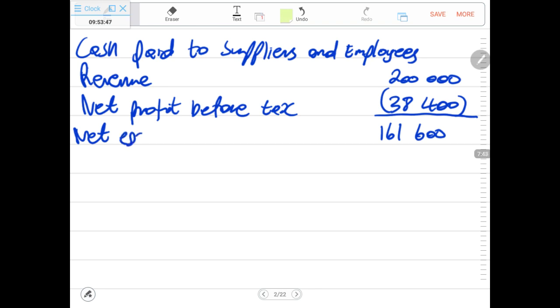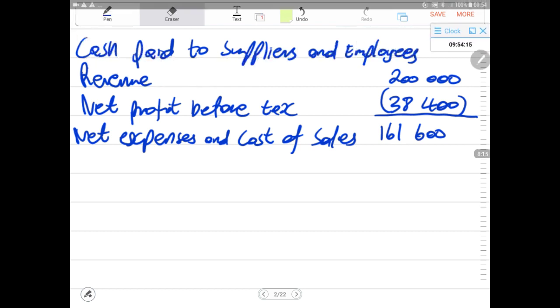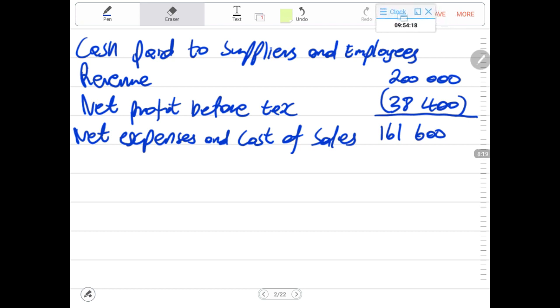This will be our net expenses and cost of sales. And I want to explain this in detail now. What I want to explain is the meaning of this amount. What does it mean when you have this 161,600? And what will happen after that? So I want to dwell more on that, highlighting it and explaining it in different ways so that you can have a full understanding of exactly what we are doing. Now, remember the focus is on explaining the amount of 161,600, which is net cash expenses or net expenses and cost of sales.